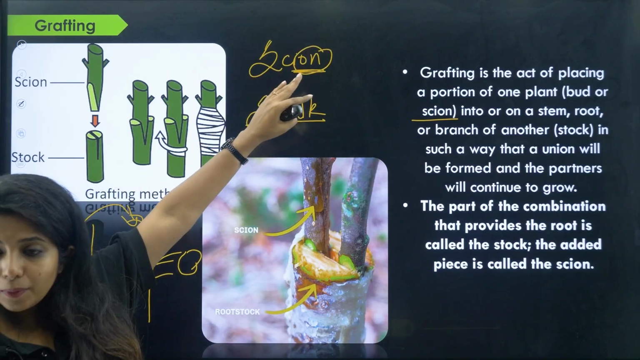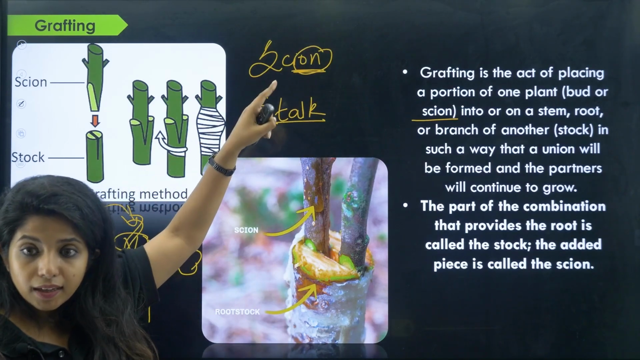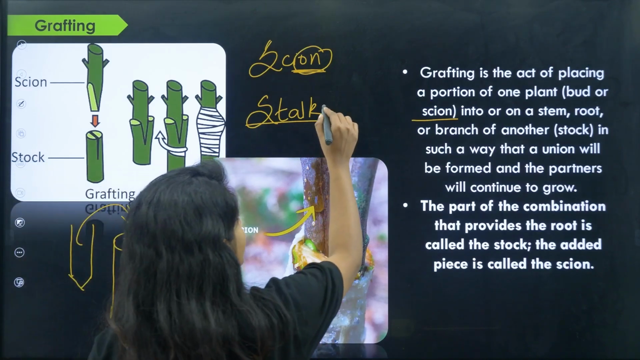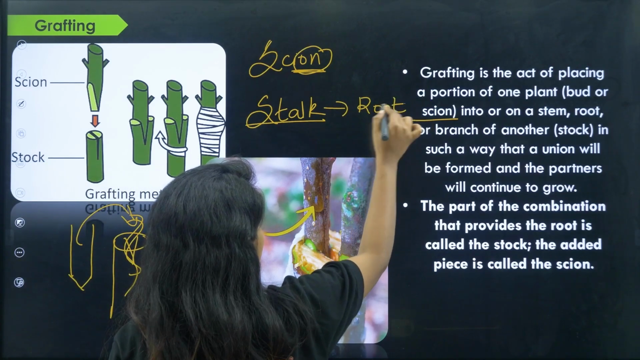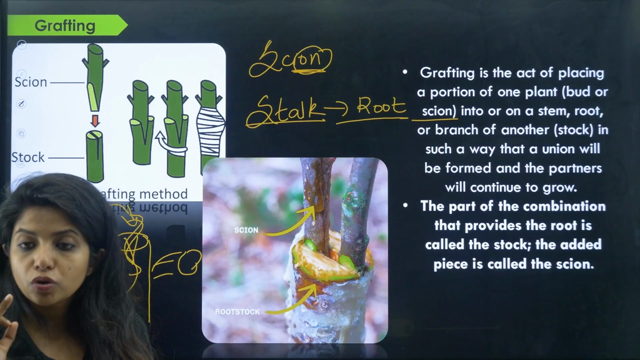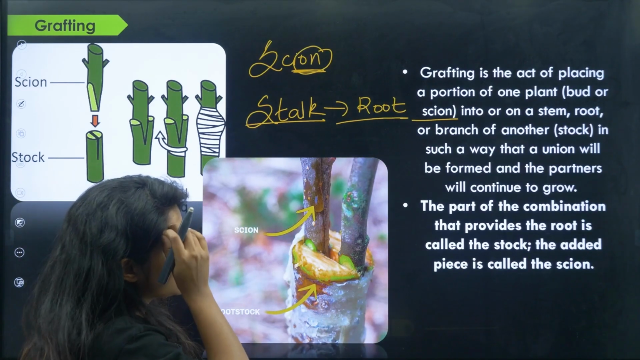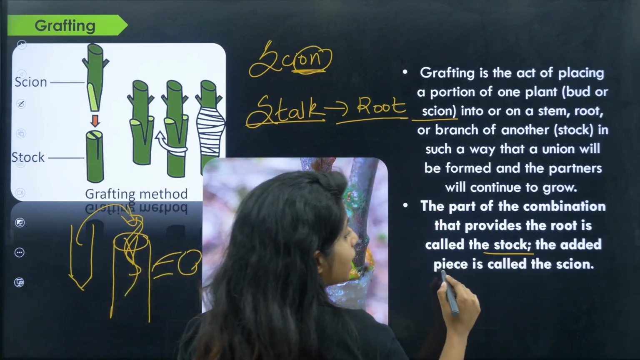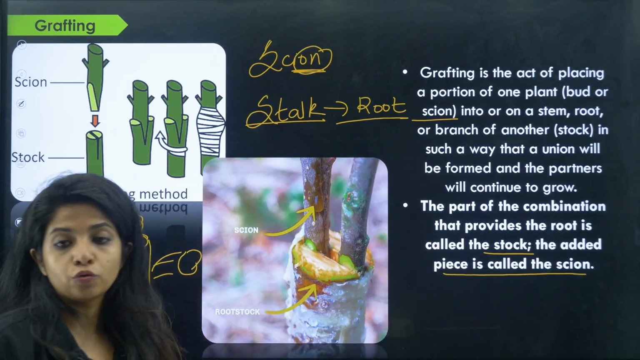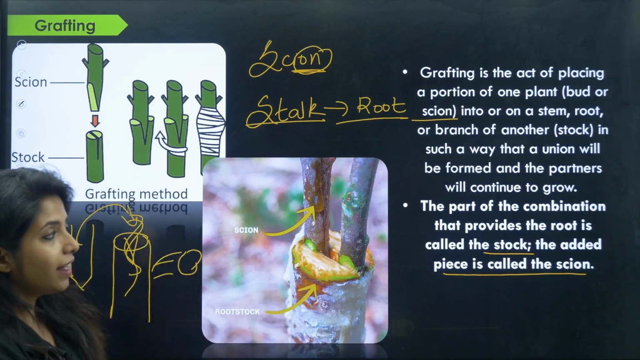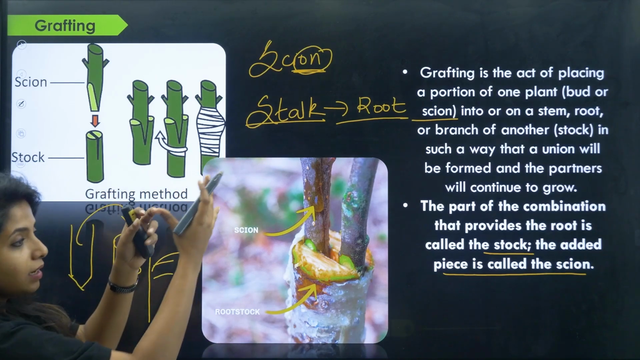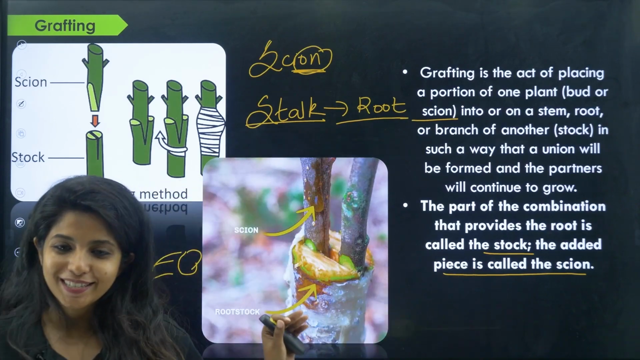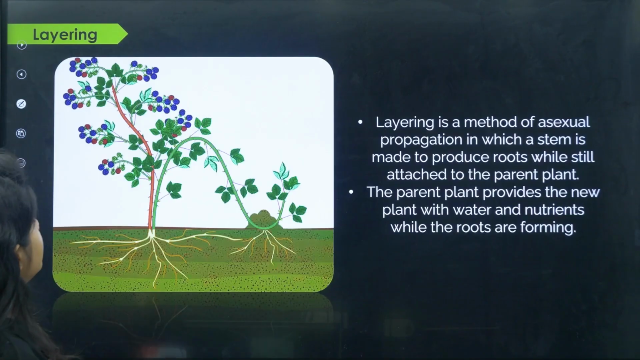So the upper part of the plant which has to be put is known as scion, and the lower part will be known as what? Stalk. And stalk should be having very good roots. Now, the part of the combination that provides the root is known as stalk, as I said. The added piece is known as scion. This is known as grafting, children. Okay, and then the grafting tape is put such that it joins both of the xylem and phloem and they can easily live together. Okay, so that is grafting.